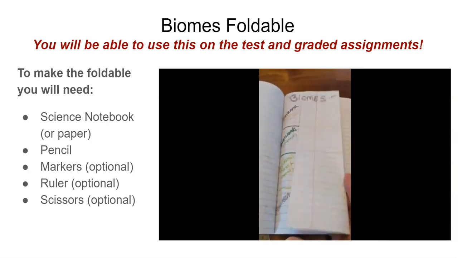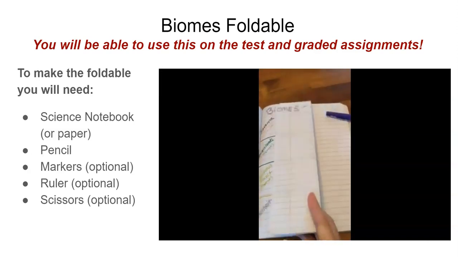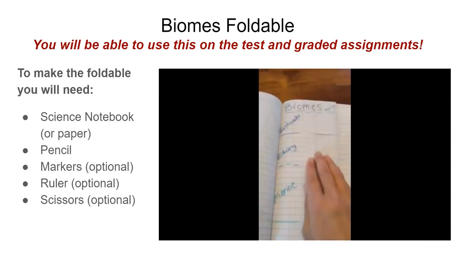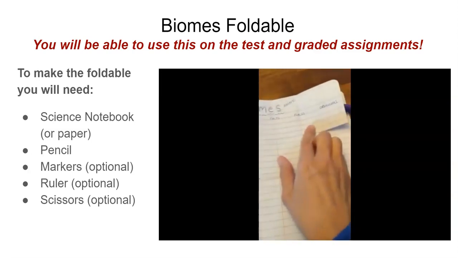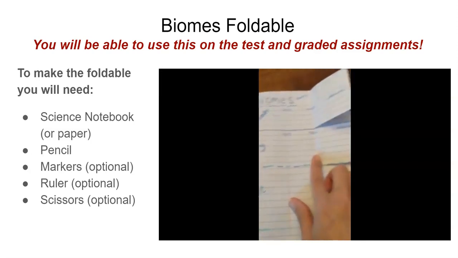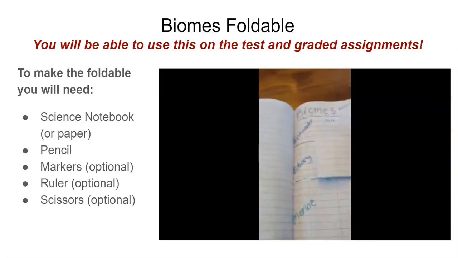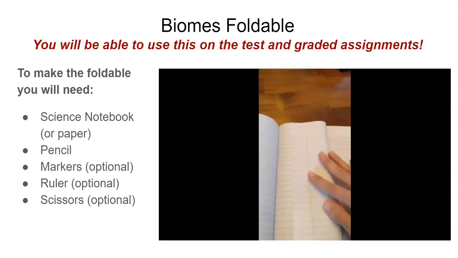If you don't have scissors, yours will look like this. And then we have 3 aquatic biomes. So you're going to have 8 land, 3 aquatic. If you have a really big notebook and you write really, really small, you might be able to fit them all on one. However, you are going to use this biome foldable on your next quiz and test.